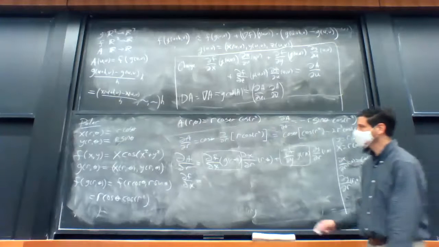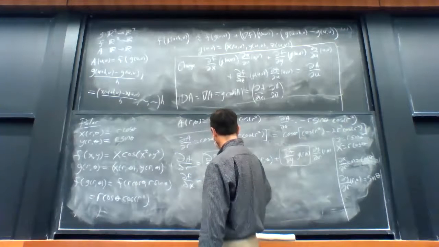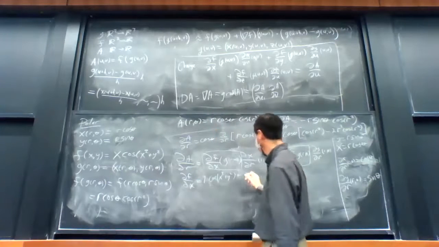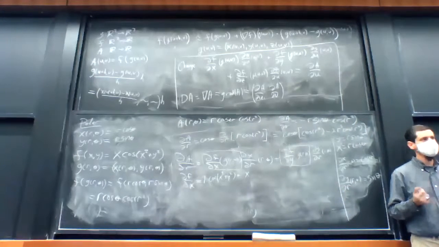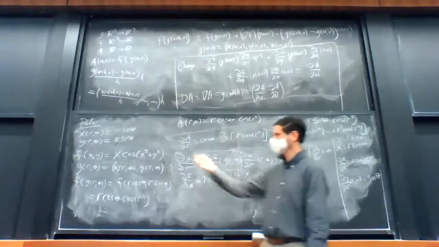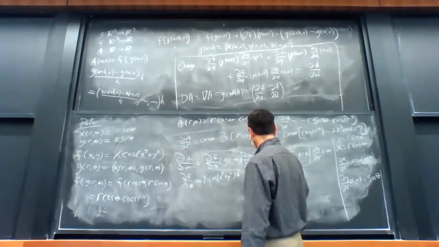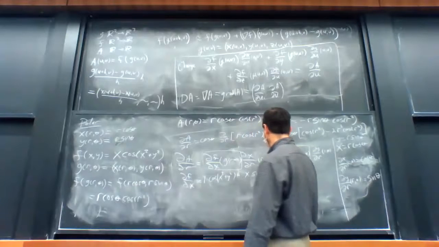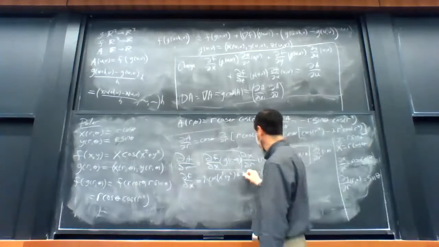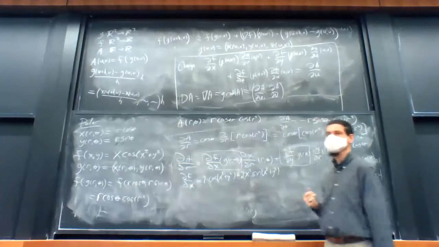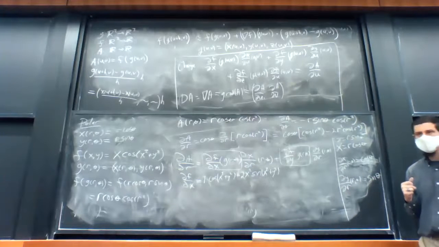Product rule. So the derivative of x is 1. We get 1 times cosine of x squared plus y squared, plus x times the derivative of cosine of x squared plus y squared. What's the derivative of cosine of x squared plus y squared? It's negative sine of x squared plus y squared. And now I take the derivative of x squared plus y squared with respect to x, which is going to give me 2x. So when the dust settles, df/dx is cosine of x squared plus y squared minus 2x squared sine of x squared plus y squared.